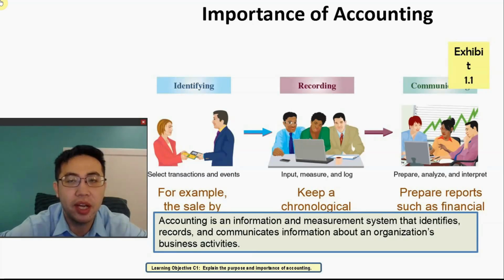And the third step is communication. I'm going to prepare and analyze this data and then generate a financial report. And not just for inventory, not just for computers, but also for revenue, expenses, taxes, interest, and so on and so forth. Accounting is an information management system that identifies, records, and communicates information about an organization's business activities.